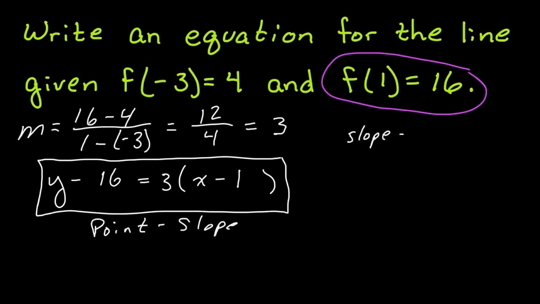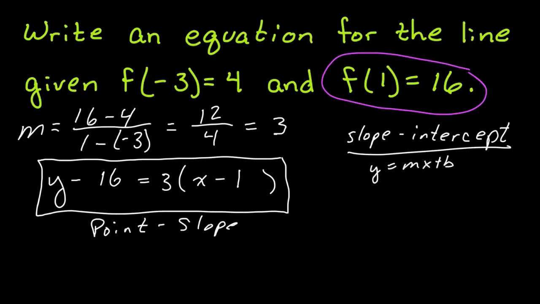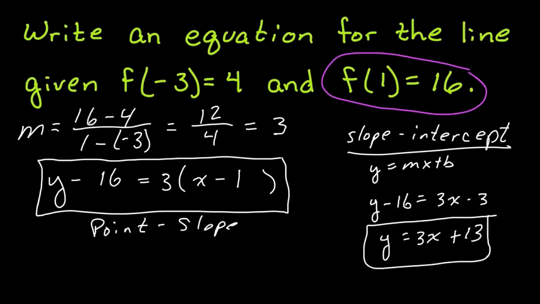So just for the practice, let's put it in slope-intercept form. Slope-intercept, again, is y equals mx plus b. And so what you're going to do is first distribute here, and that's going to give us y minus 16 equals 3x minus 3. And then we're going to move the 16 over here by adding it. And negative 3 plus 16 is a plus 13.